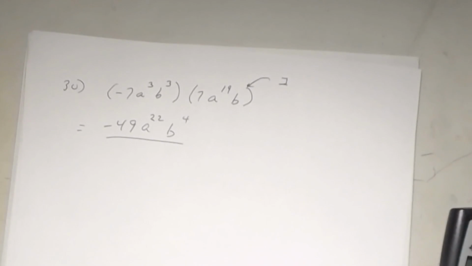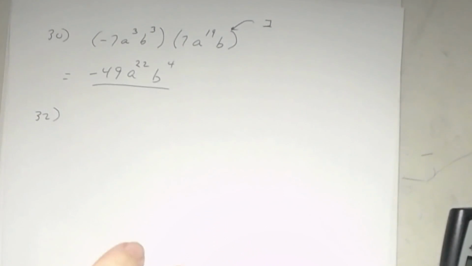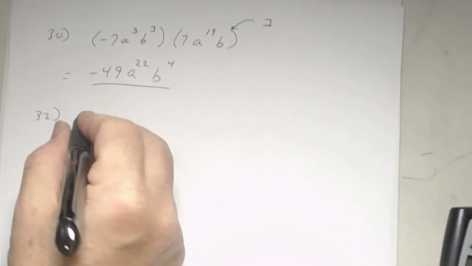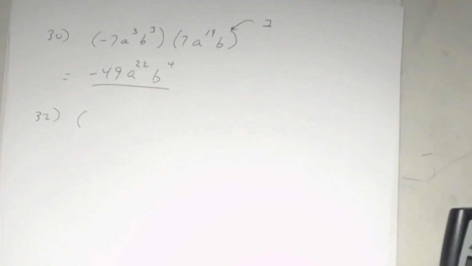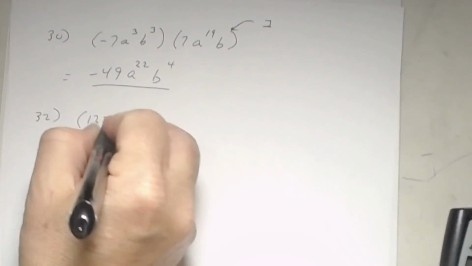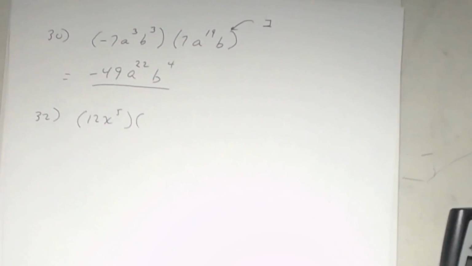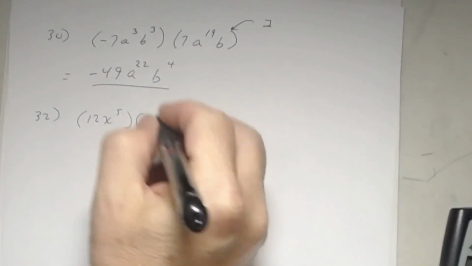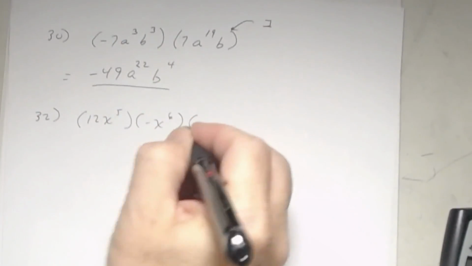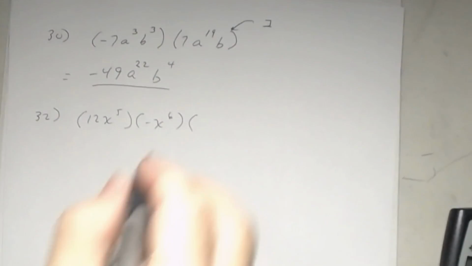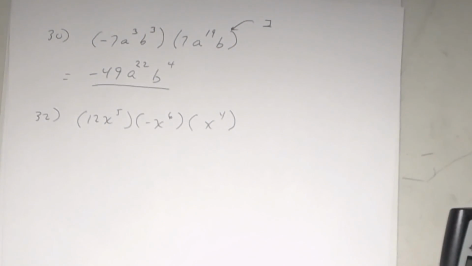And then finally, let's look at 32. In 32, in the first expression, you have 12x to the fifth. The second expression, you have negative x to the sixth. In the third expression, you have x to the fourth. So you have 3 expressions being multiplied together.